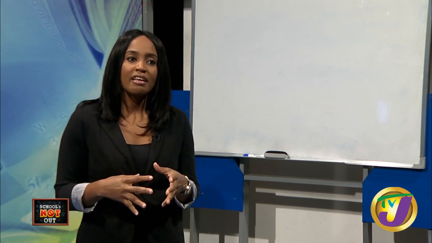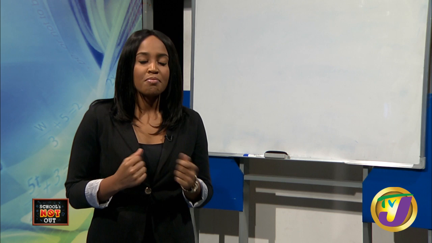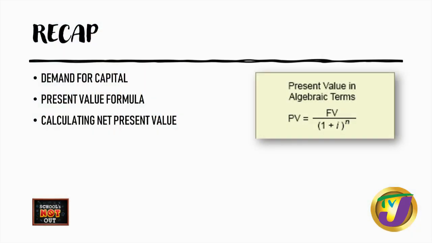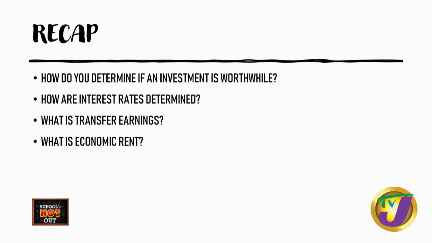So last week we looked at the fact that the firm compares the marginal revenue product for labor, and they do the same thing for land, and they make the comparison with what they'll spend to acquire labor or land. The principle is the same for capital. It's just that we have a different formula for calculating it. Also, how do you determine if an investment is worthwhile? Do you remember I just said it a few seconds ago? So again, if the net present value is zero or positive, then the investment is worthwhile.